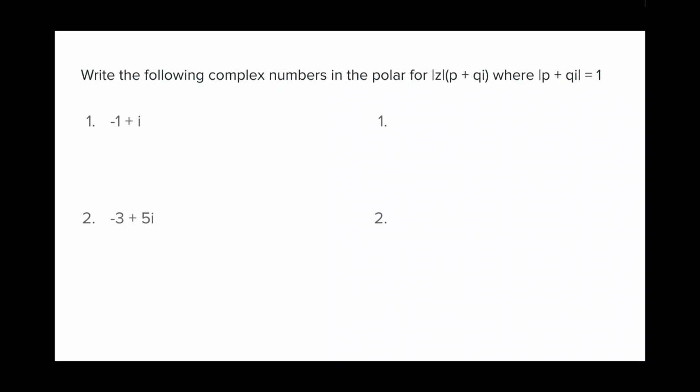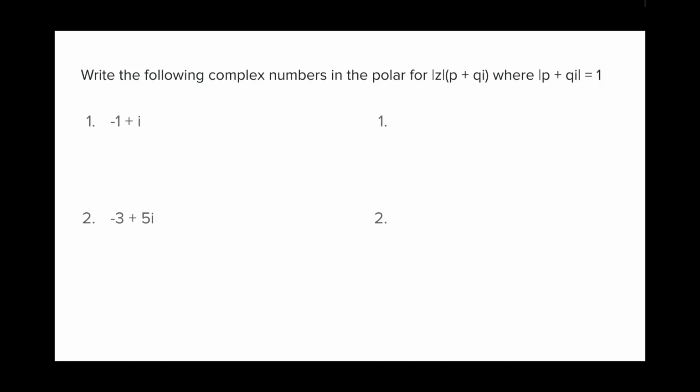Moving on to our next set of questions, we have: write the following complex numbers in polar form, where we have the modulus, or the absolute value, of our complex number times (p plus qi), where the modulus of p plus qi equals 1. So we have minus 1 plus i. The way I'd suggest doing this is to think about a and b here. So what is a and what is b? And then we're going to use the form square root of a squared plus b squared. We're also going to do the same for minus 3 plus 5i. So for our first, pause this, have a go, and we'll go back to it.